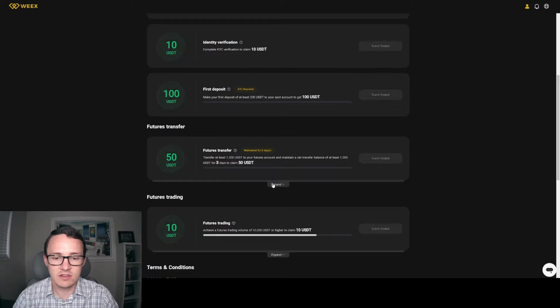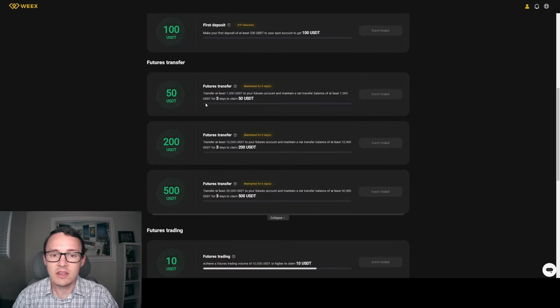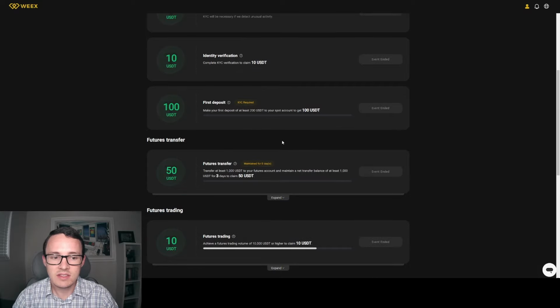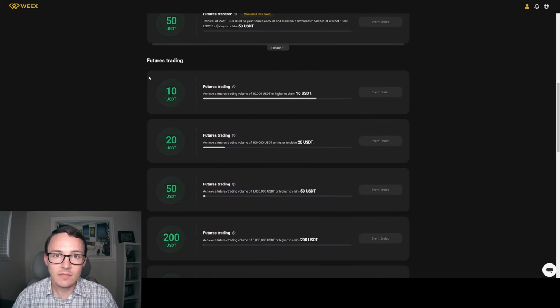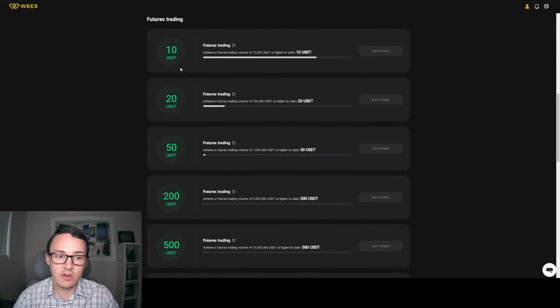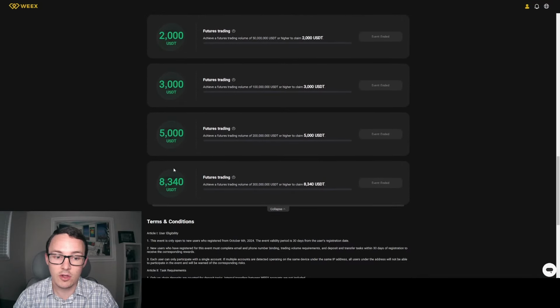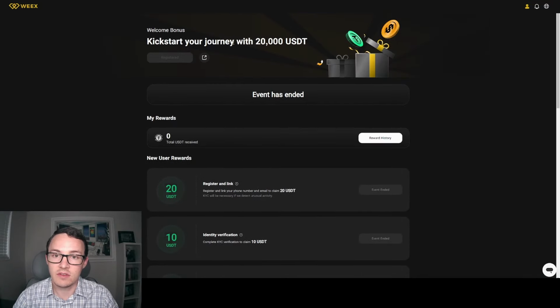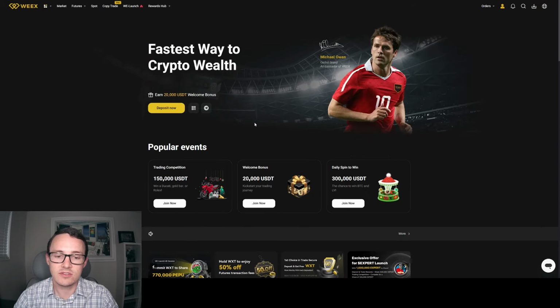What we can see is also there's some futures as well. So you can see 1,000 USDT to your futures account, 50 USDT for that. Then obviously the rewards get bigger for larger amounts. And then we can also see futures trading. Now obviously if you do some futures trading volume, then you get rewards based on the volume that you are trading. And so all of this does equal up to the 20,000 USDT that you could be getting if you're interested.